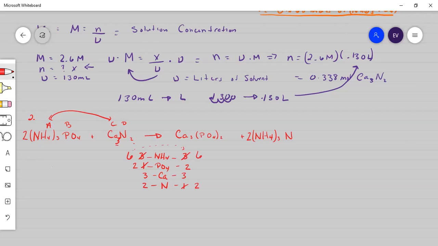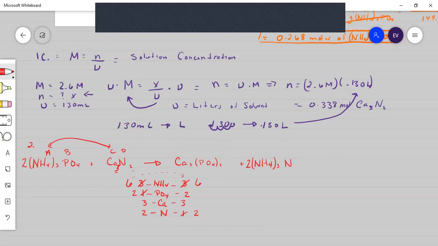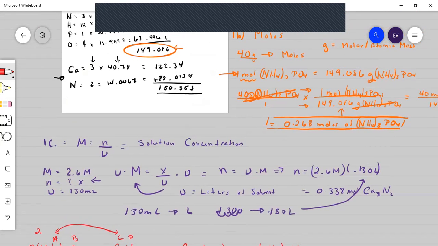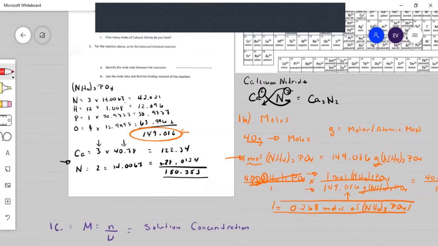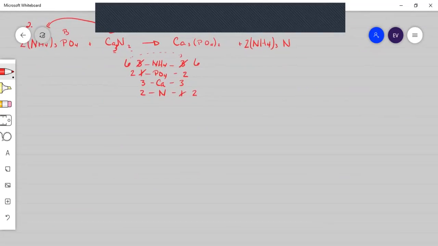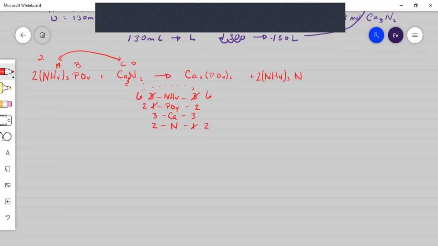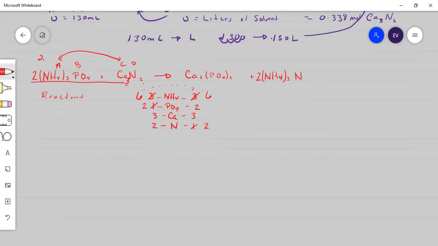All right, let's go on to the last questions here. Identify the mole ratio between the reactants. So let's go down to the balanced chemical equation here. In a chemical equation, this side of the equation is called the reactant side. This side of the equation is called the product side. So everything here are your reactants, everything here is your product.